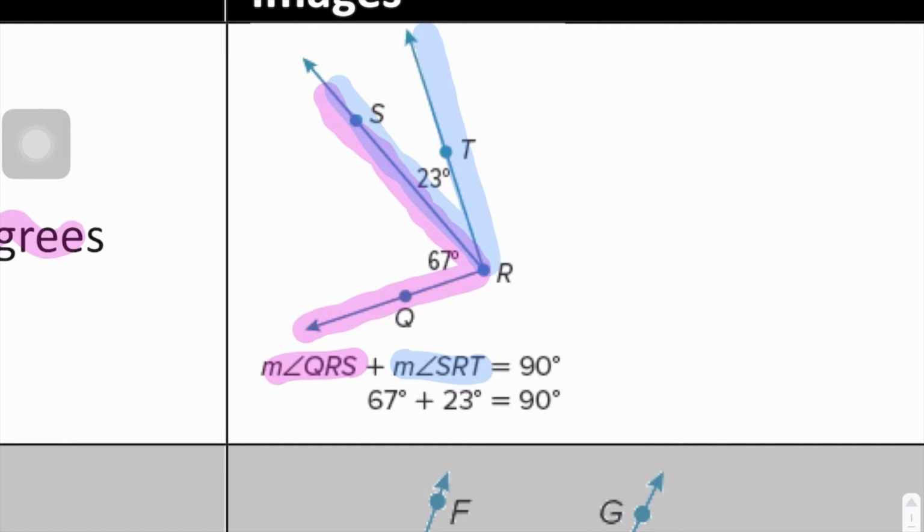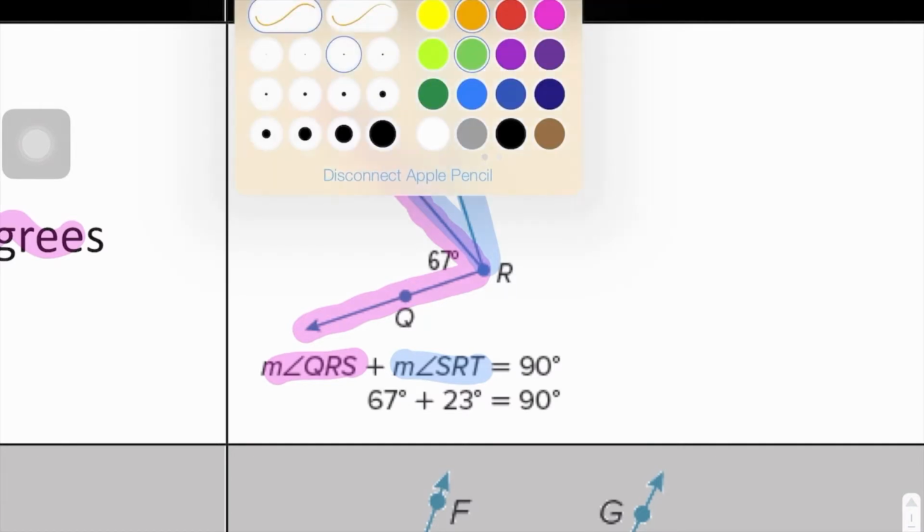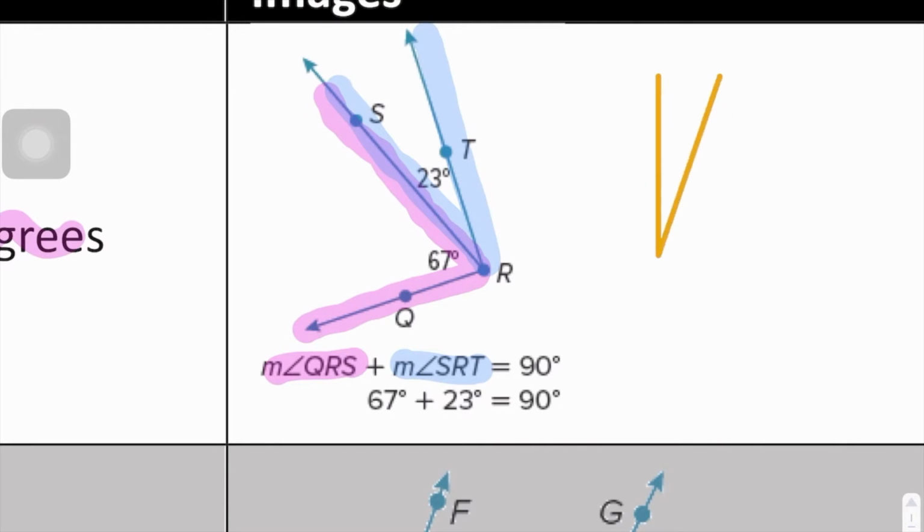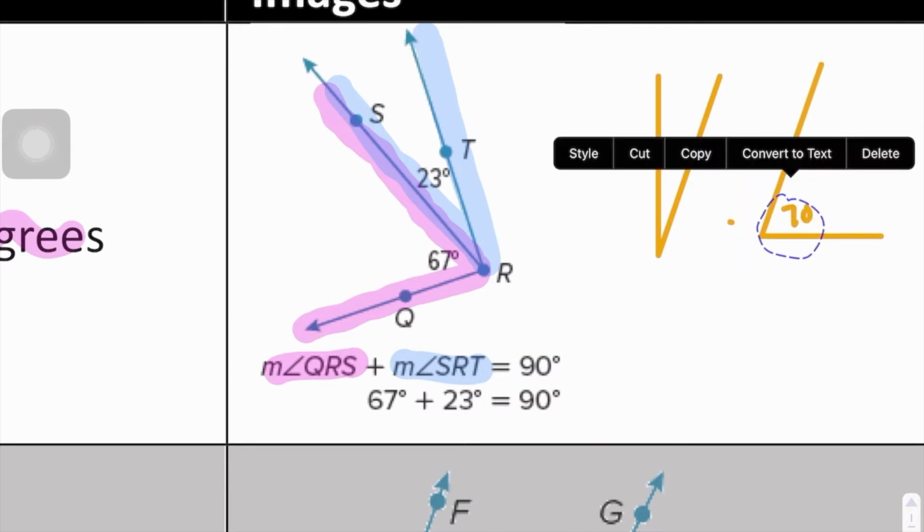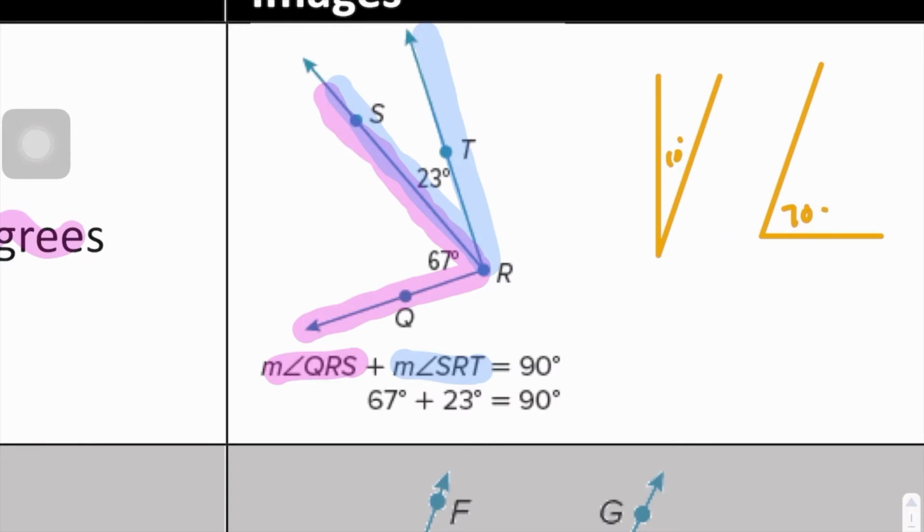So as another example, we could have these two angles. They're not adjacent to each other, they're not next to each other, right? And they're still complementary as well.